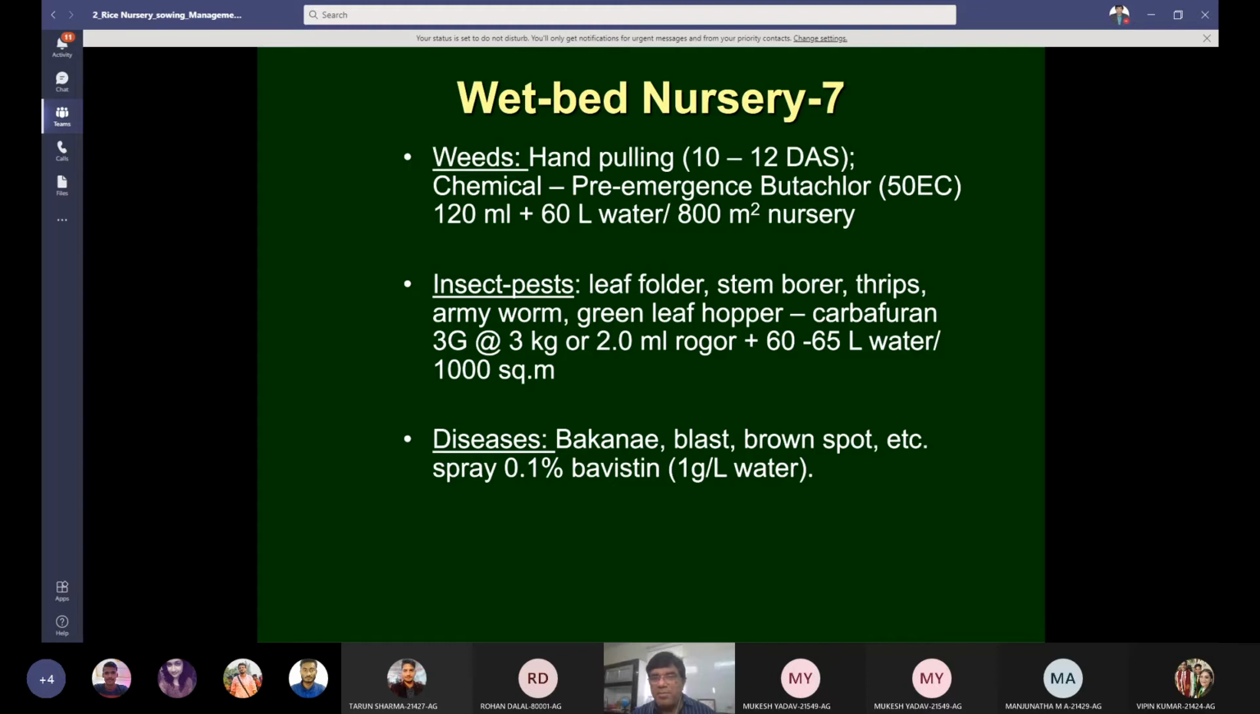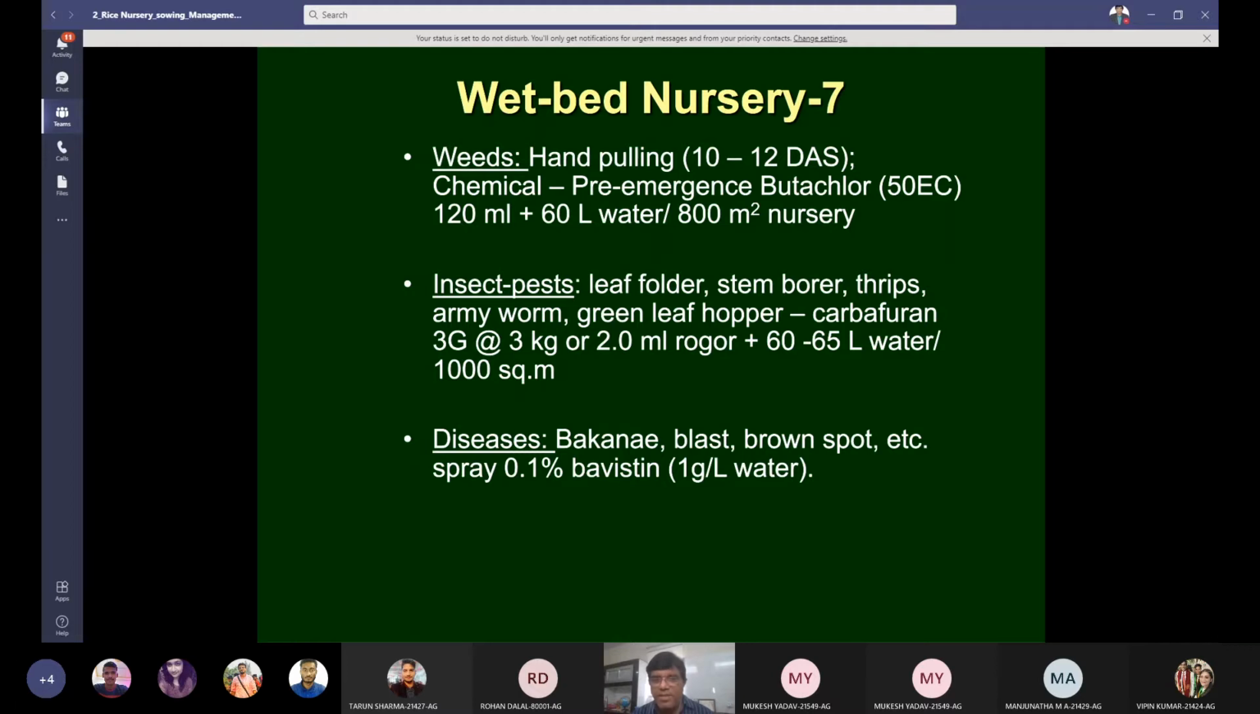Now, how can the weeds be controlled in the nursery? So one option is hand pulling after 10 to 12 days of nursery sowing. Other option is pre-emergence butachlor application. One can use butachlor or some other pre-emergence herbicide. So most common is butachlor 50 EC. Take 120 ml in 60 liter water. Take 120 ml of butachlor in 60 liter of water and spray in 800 meter square of the nursery area.